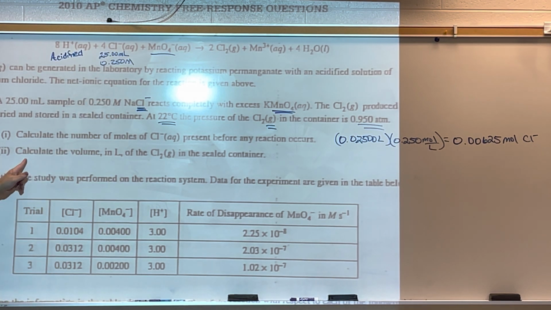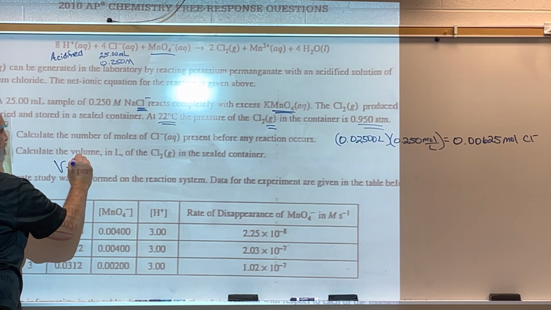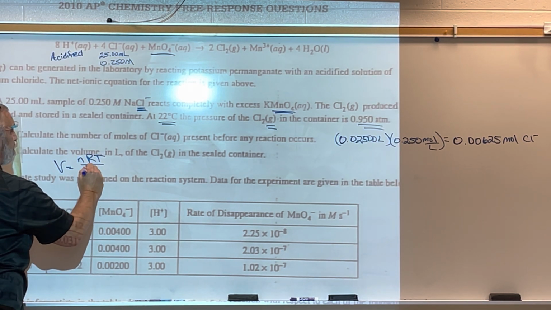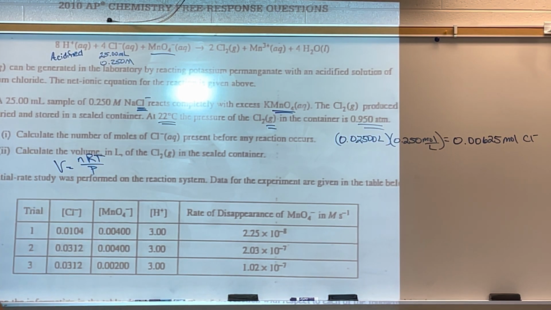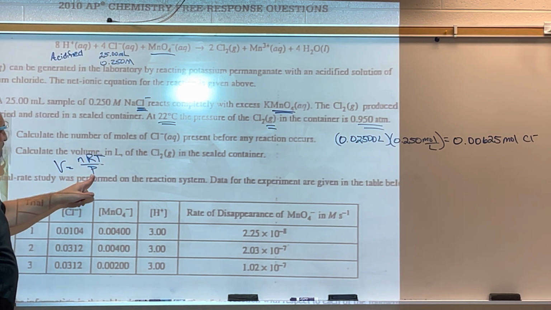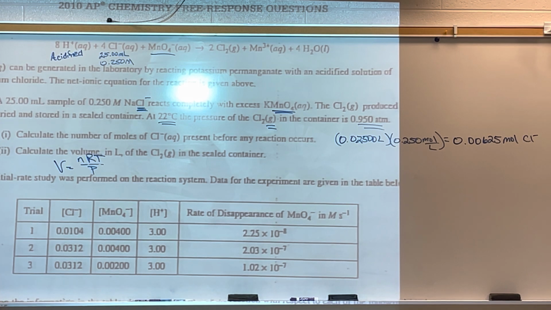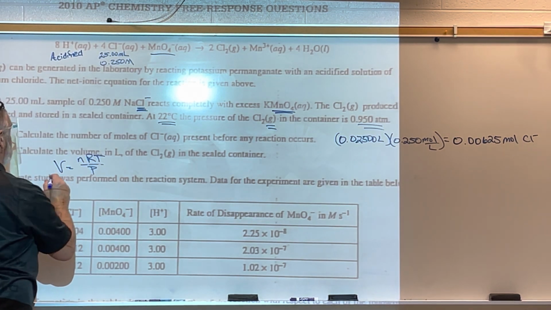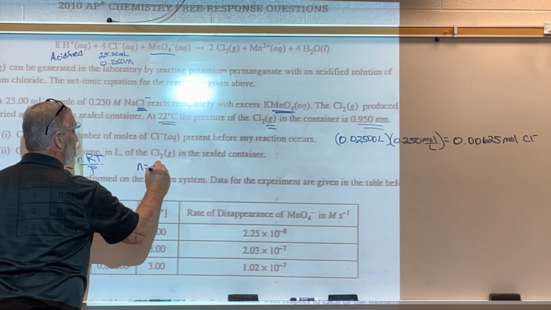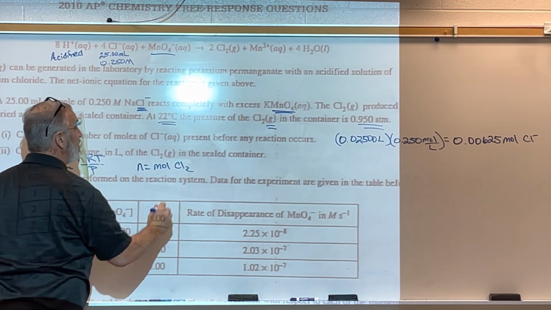So now calculate the volume. Well, volume is equal to nRT over P. Well, I know the temperature. I know the pressure. I always know R. What don't I know? N, which is, what does N stand for? Moles. So I need moles of chlorine. So N equals moles of chlorine. So I need to know that.